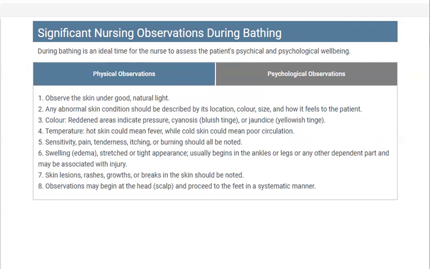3. Color. Reddened areas indicate pressure, cyanosis, bluish tinge, or jaundice, yellowish tinge. 4. Temperature. Hot skin could mean fever, while cold skin could mean poor circulation. 5. Sensitivity, pain, tenderness, itching, or burning should all be noted. 6. Swelling, edema, stretched or tight appearance.